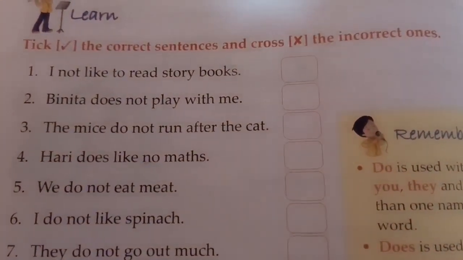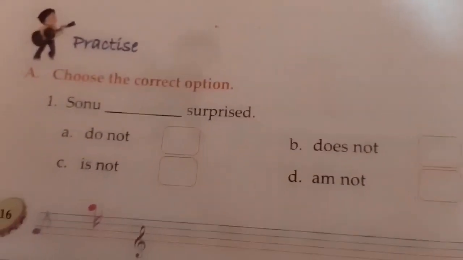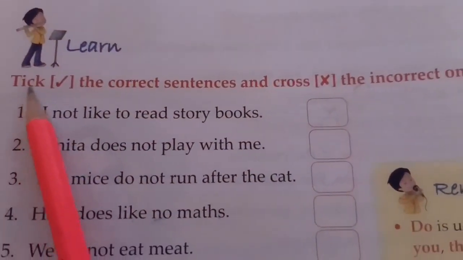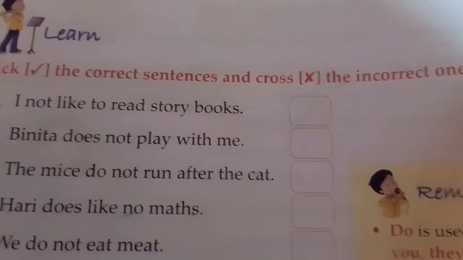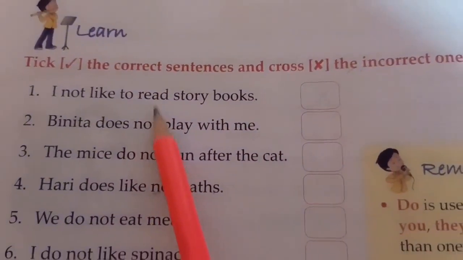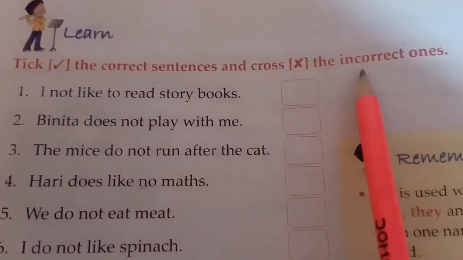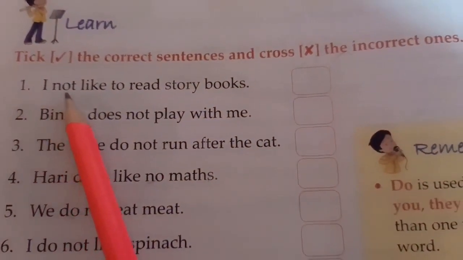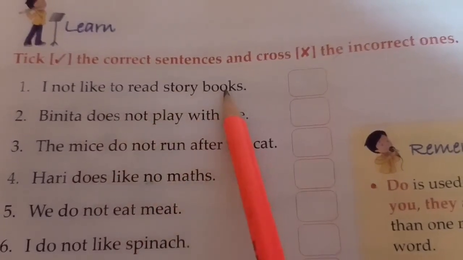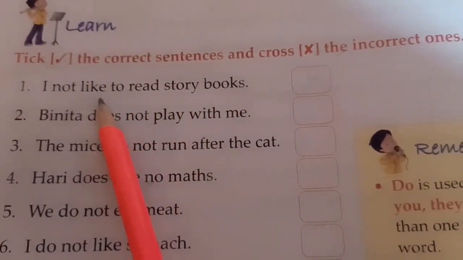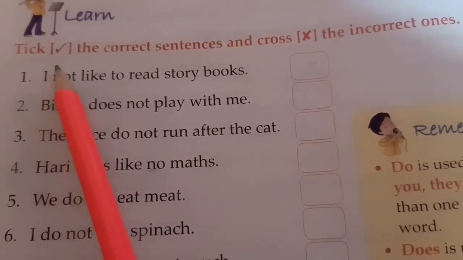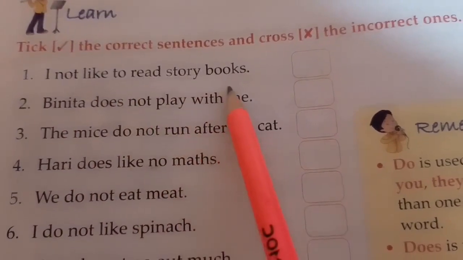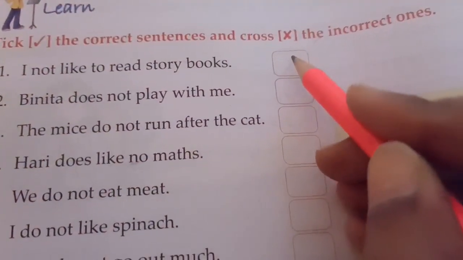Now we will do the bookwork, children. Turn to page number 16. Okay, now we'll do the question. Tick the correct sentences and cross the incorrect ones. Okay, we will read the sentences and find out whether they are correct or incorrect. I not like to read storybooks. This is a wrong sentence. It is incorrect, because what will be the correct one here? I do not like to read storybooks. So we'll cross it.